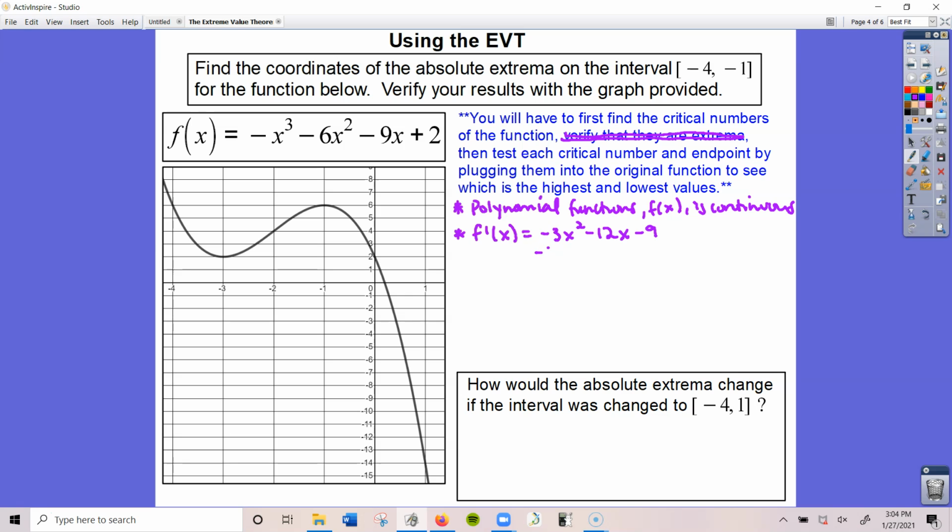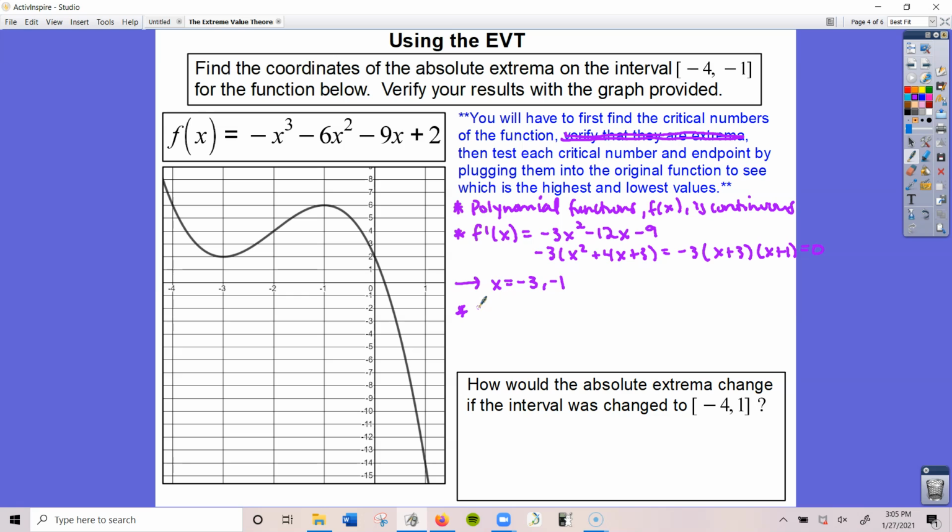We can factor out the -3, leaving me with x squared plus 4x plus 3, and then we can further factor that to be -3, x plus 3, x plus 1. Make it equal to 0 to find our critical numbers, and we get that x is equal to -3 and -1. So now we're going to find those coordinates.